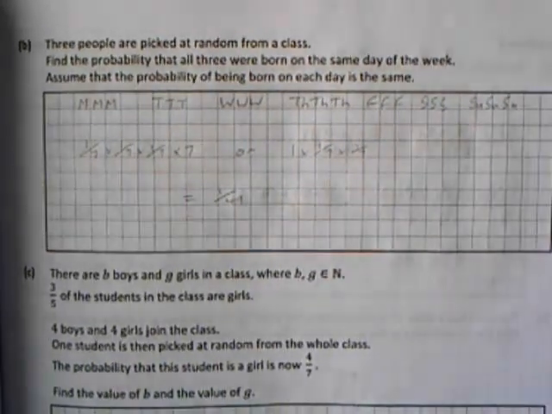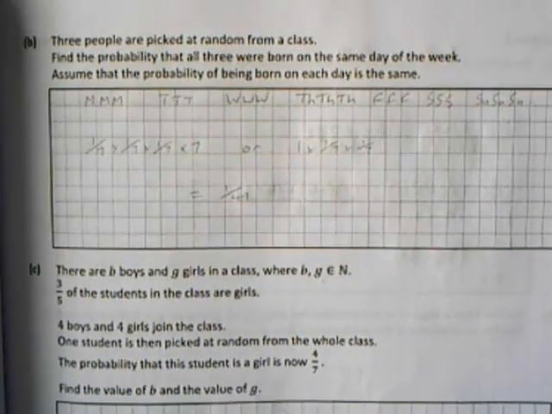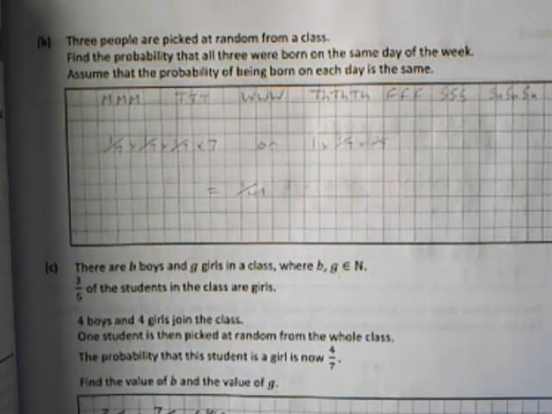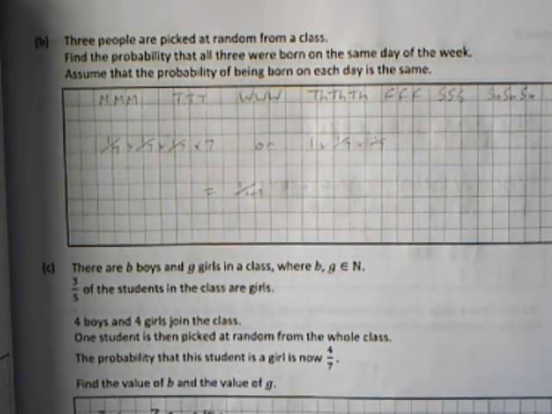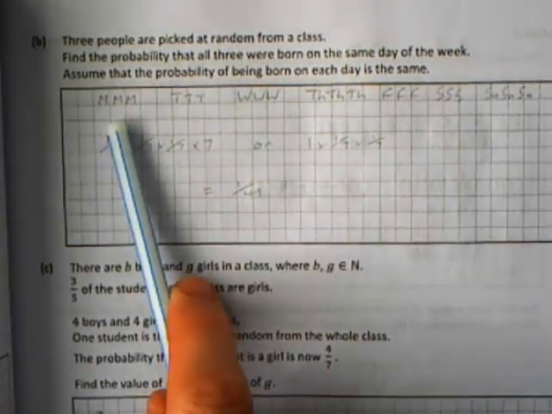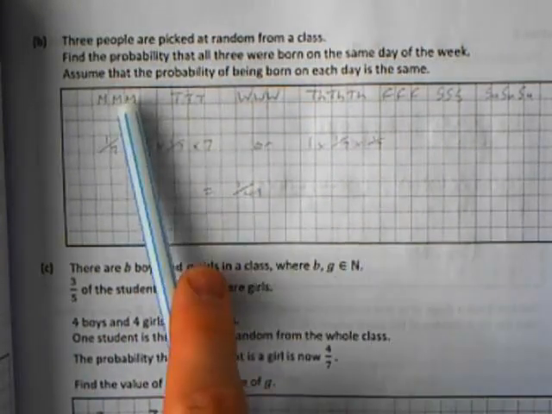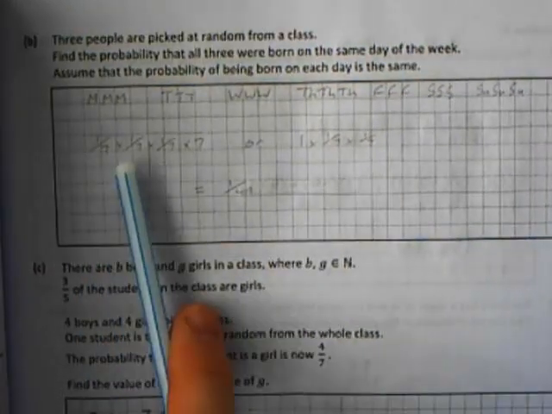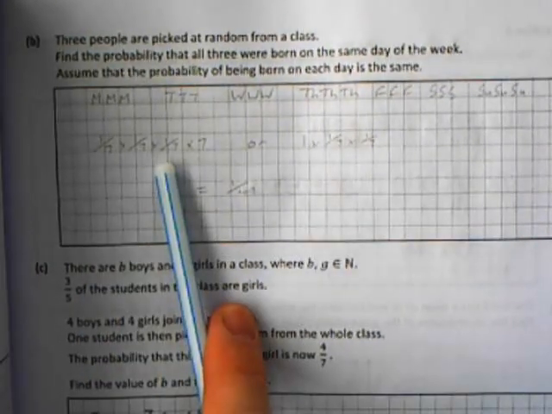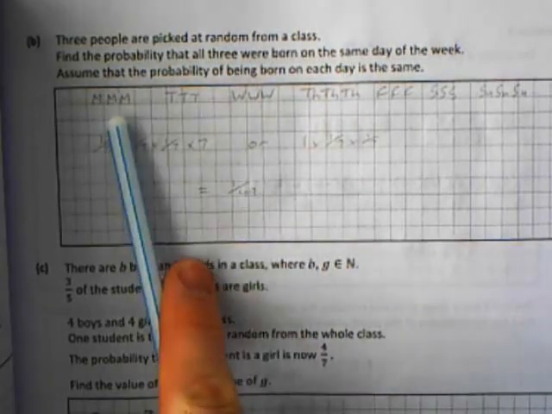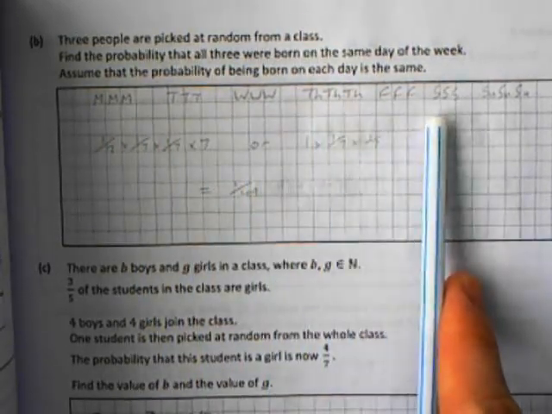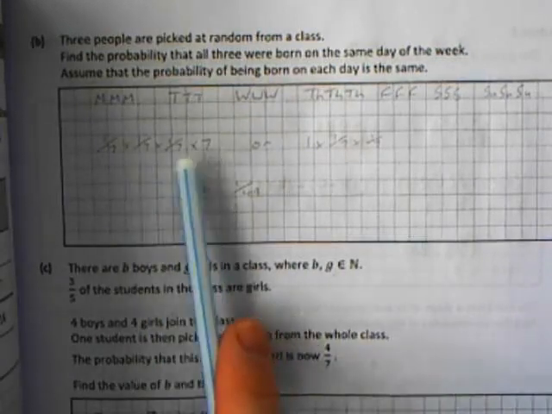Okay, so on to this guy. So 3 people picked at random. They've all got to be born on the same day of the week. So you can either say, okay, look, they're all born on Monday, all born on Tuesday, all born on Wednesday. There's 7 different possibilities here. And then just say, right, so it's 1/7 for probability of Monday, 1/7, 1/7, so 3 lots of that. Multiply it by 7 because there's 7 different options. And that will give you the answer.